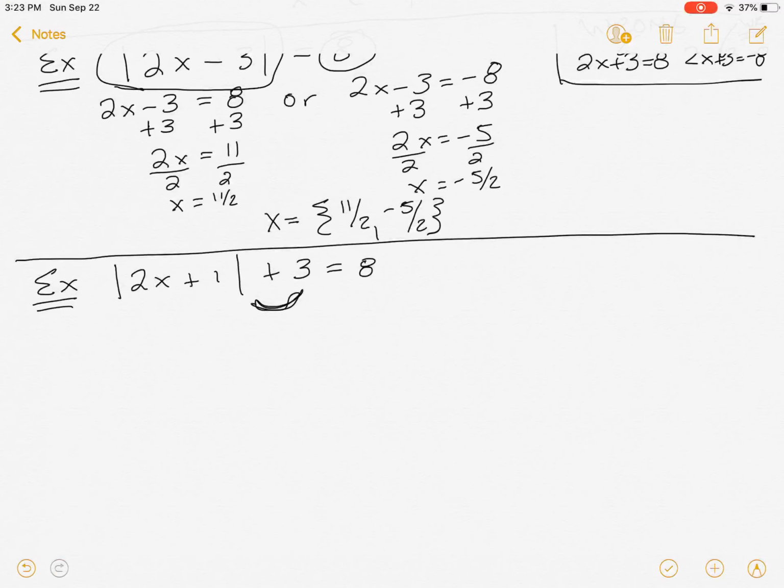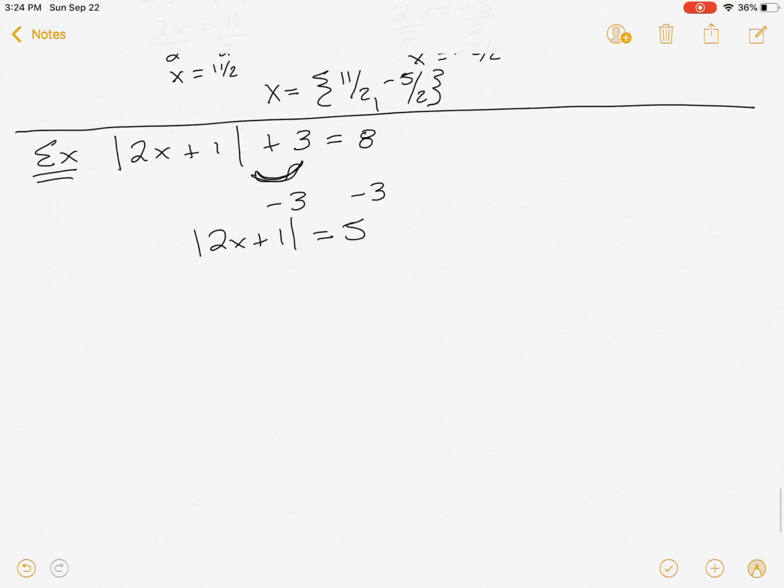So the rule is that you have to always get the absolute value by itself before you can solve the equation. So before I do any setting up of my equations, the first thing that I have to do is to subtract 3. So I get the absolute value of 2x plus 1 is equal to 5. Then I can set up my two equations. 2x plus 1 equals 5. 2x plus 1 equals negative 5.